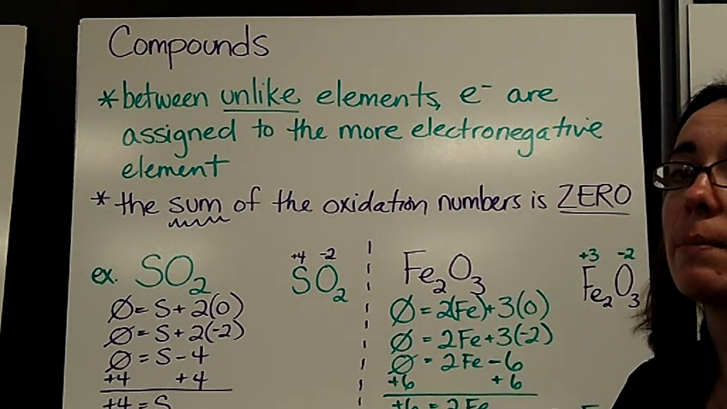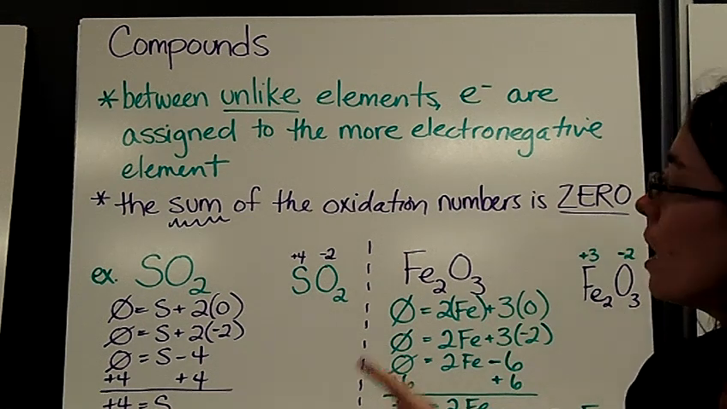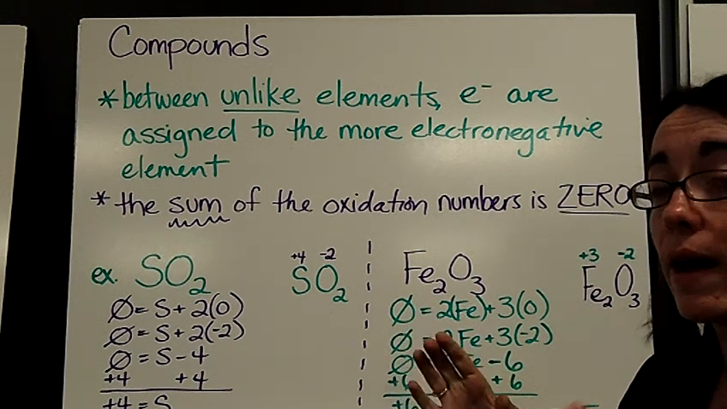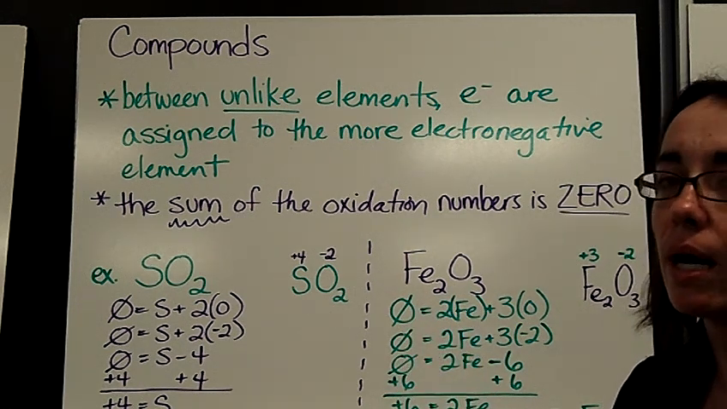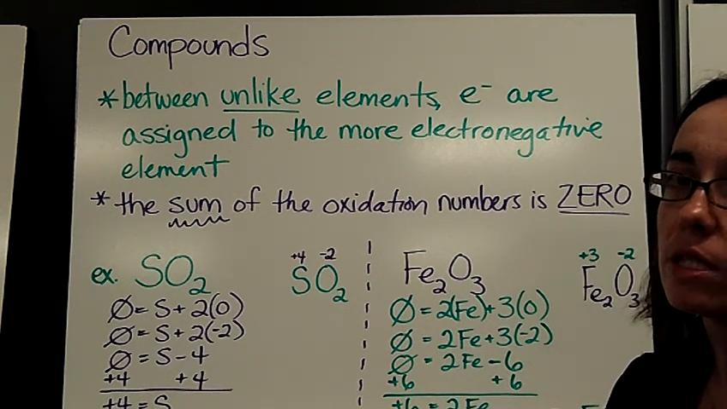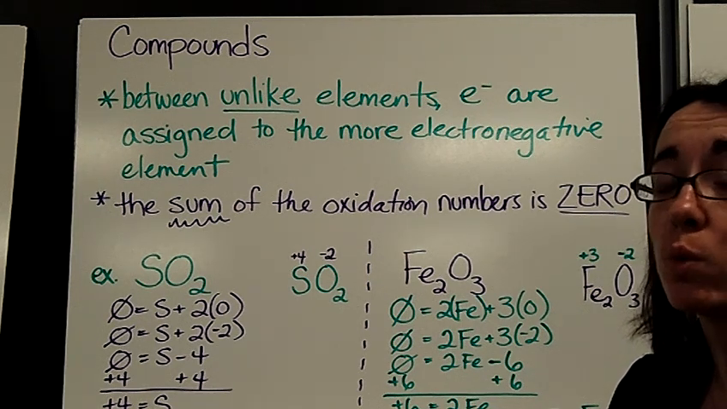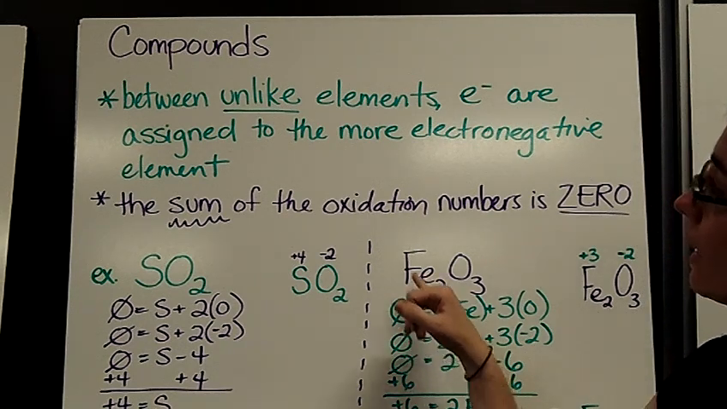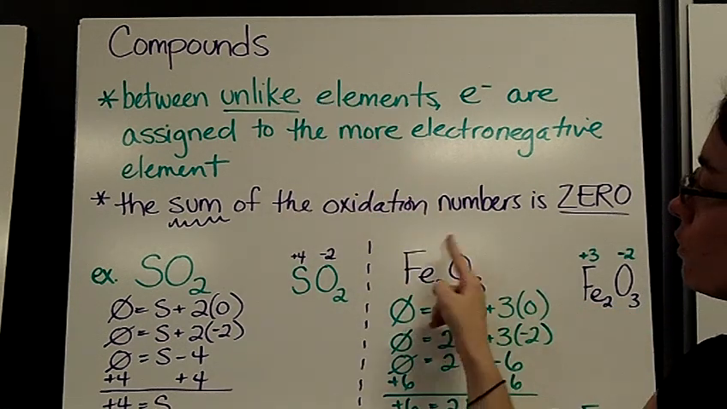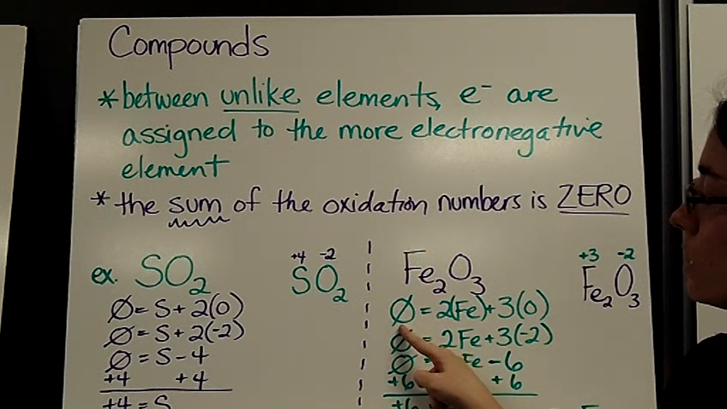This next example is a little bit more tricky because the iron, which is found in the center of the periodic table, can be multiple positive ions. We're going to have to do some detective work to figure out which one is the correct response. So again, because it's a compound with no overall charge, we set it equal to 0.